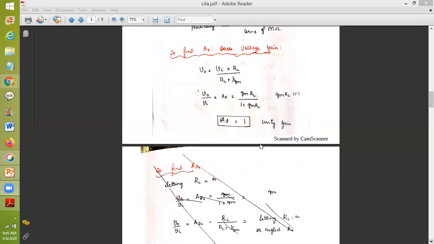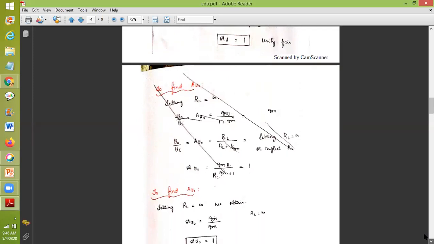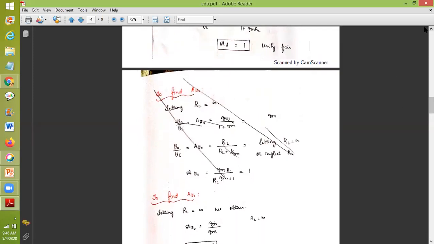Okay, next, suppose if I don't have RL, what type of gain do we call it? If we don't have RL, what type of gain is it? Is it Av or Av naught? Answer anyone fast. Av naught. Okay. So if I want to find Av naught, I have to just neglect this RL.